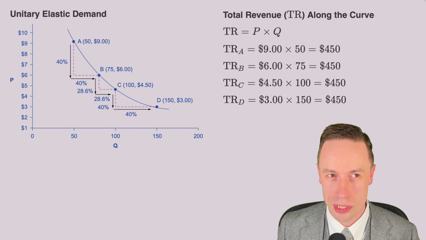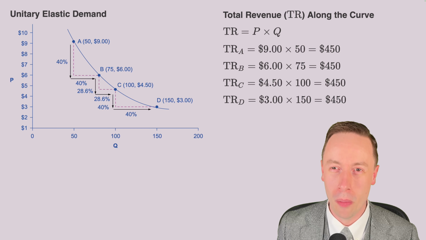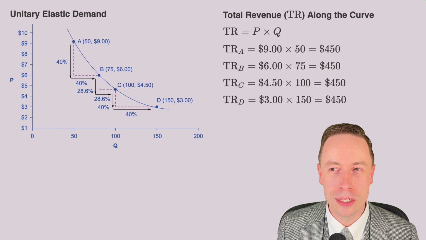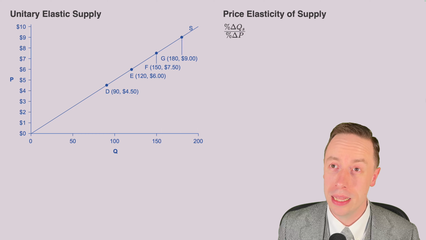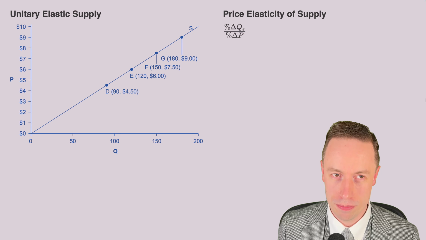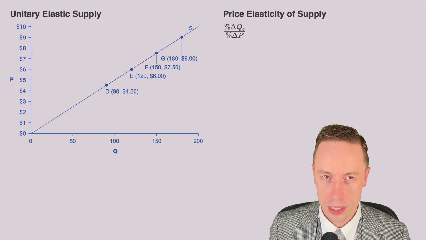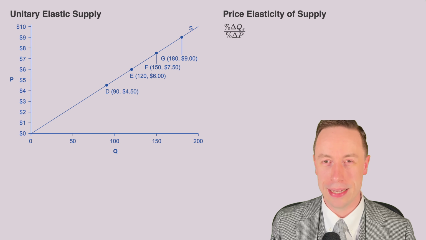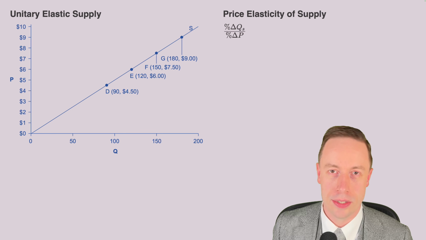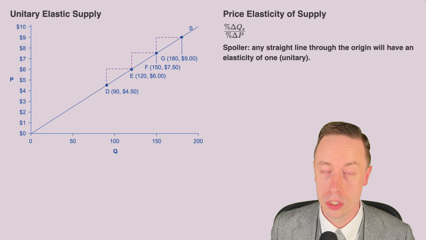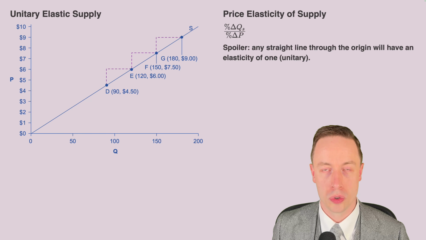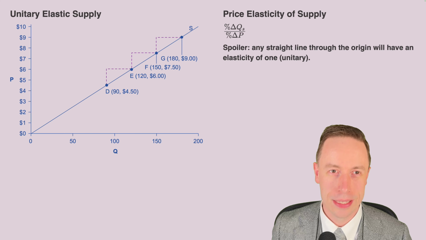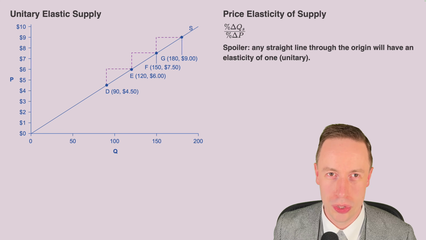Of course, those elasticities won't always be equal to the number 1, so we will see in the next module what happens with elastic and inelastic demand. For now though, let's have a look at our friend the supply curve. So here's a supply curve that ends up being unitary elastic, and this one is a straight line. In fact, spoiler, any straight line supply curve that goes through the origin ends up having an elasticity equal to the number 1.